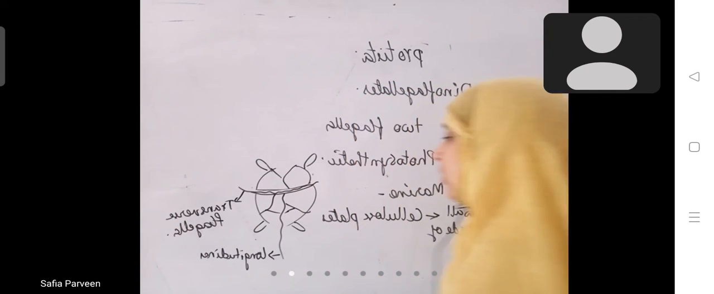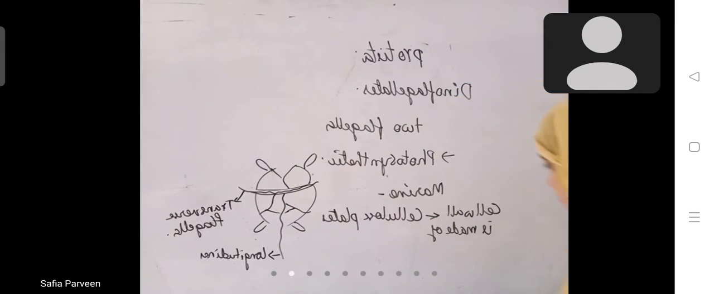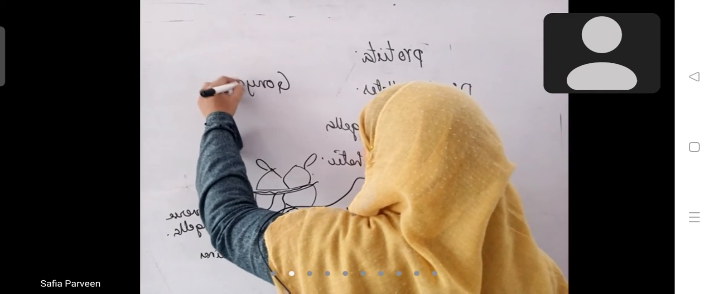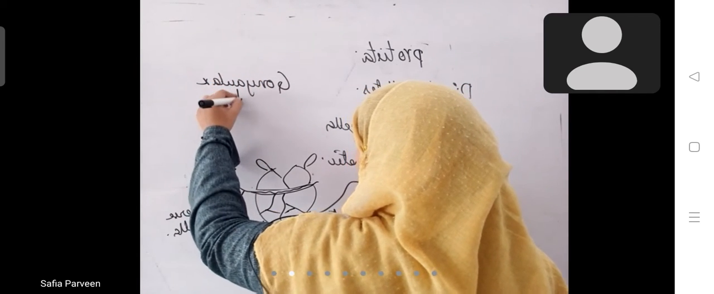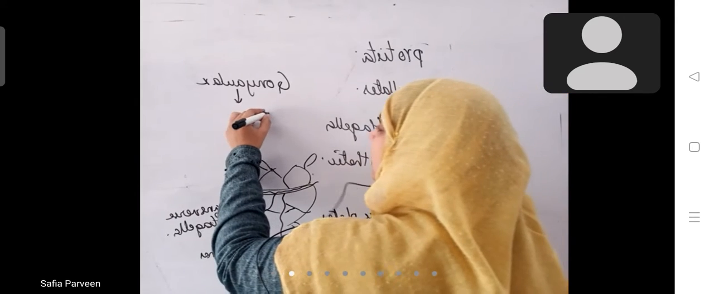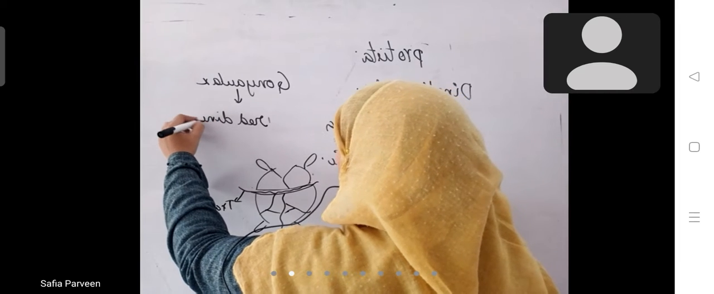Okay, one interesting thing I'll tell you about this dinoflagellates. There is one type of dinoflagellate which causes red tides. You know Red Sea? This is a creature that is causing the redness in Red Sea. This is a dinoflagellate, red color dinoflagellate.